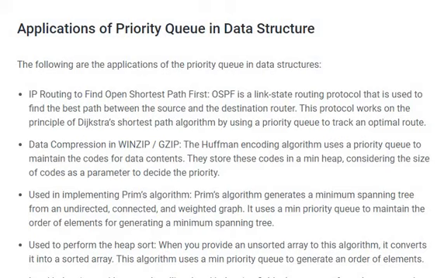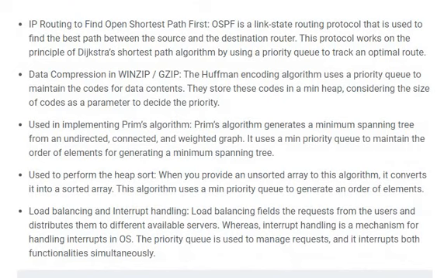When you provide an unsorted array, it converts it into sorted array, and uses a min priority queue to generate an order of elements. And load balancing and interrupt handling. The request from the users and distributes them to different available server load balancing fields. An interrupt handling mechanism which handles the interrupts in OS. While handling the interrupts in OS, the interrupts based on priority will be handled first.